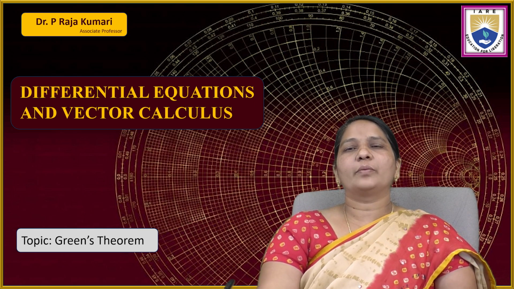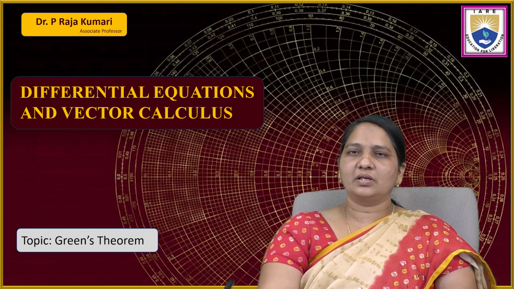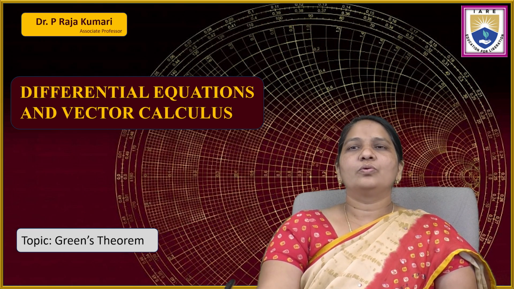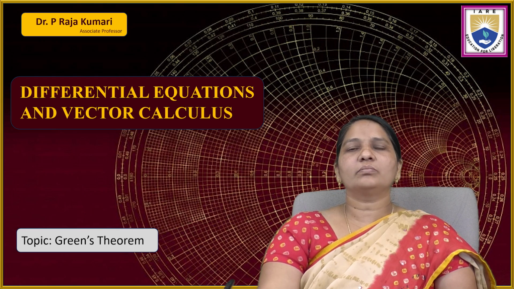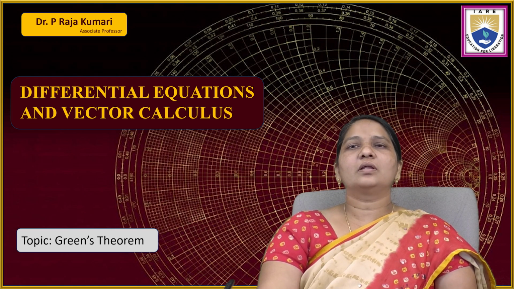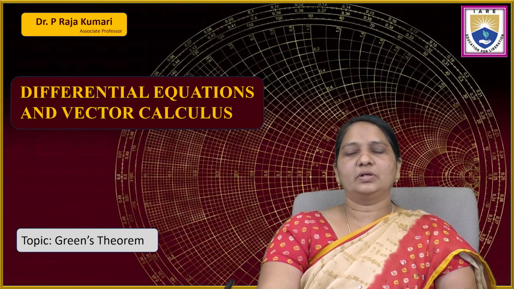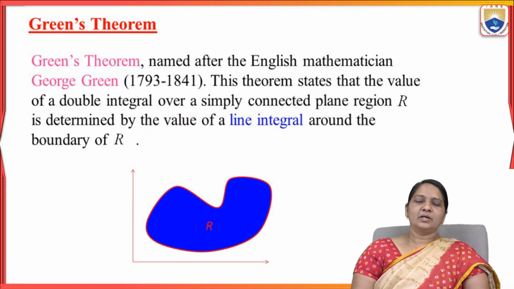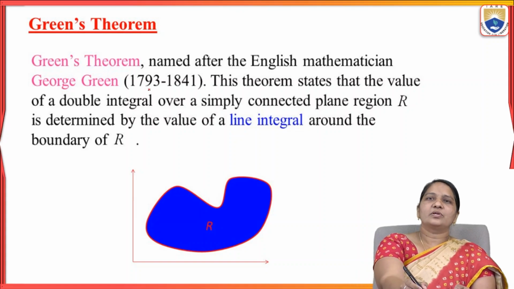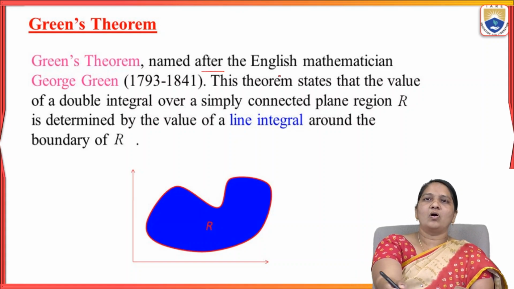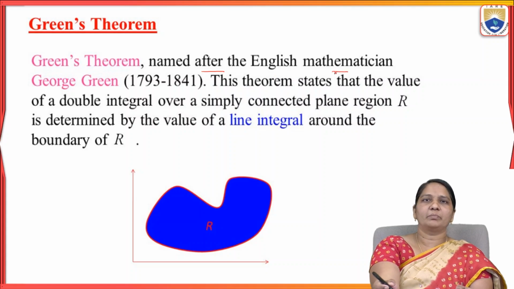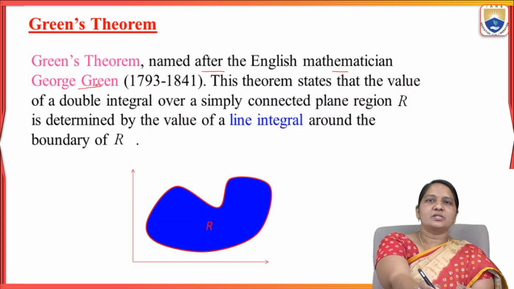First of all, I am going to explain in detail what Green's theorem is, who found it, what the statement of Green's theorem is, and how we can evaluate a given problem using Green's theorem. These are the things we are going to discuss now. So see here, Green's theorem is named after an English mathematician. That mathematician's name is George Green.